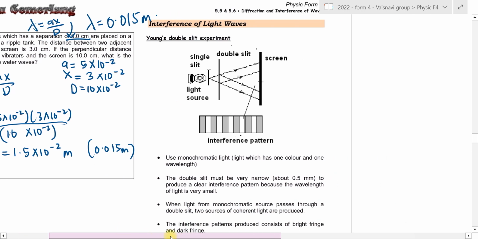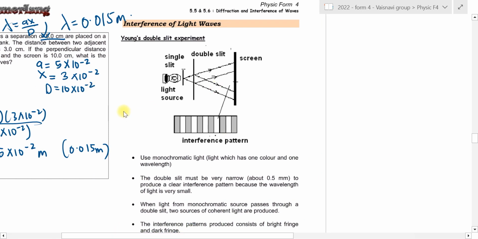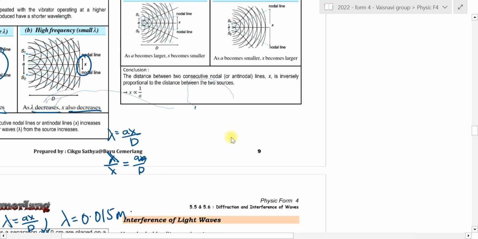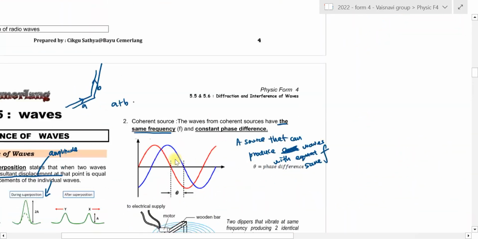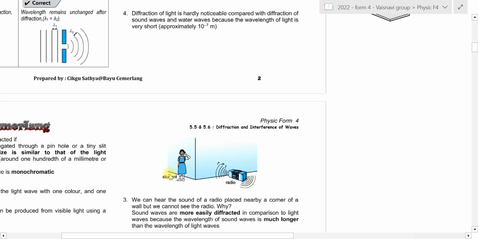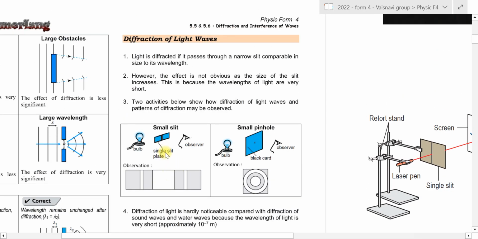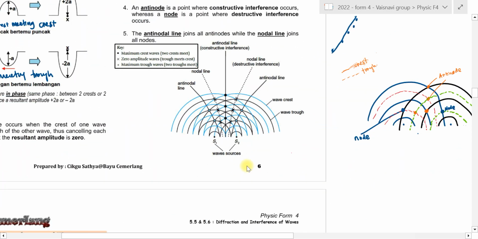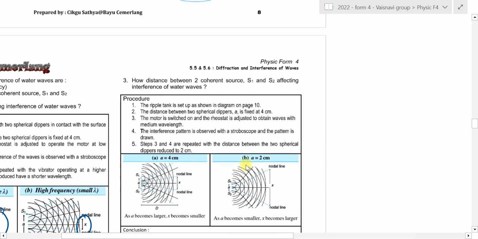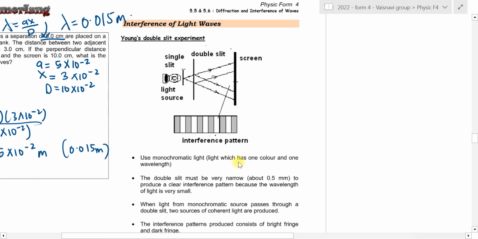Okay, kalau kita nak buat diffraction, kita guna single slit. Single slit, must remember. When we do the diffraction of light wave, kita akan gunakan single slit. Nampak? Single slit. Kalau kita nak buat interference, kena ada double slit. Sebab kita nak dua wave itu overlap. We want the two wave to be overlap. Jadi kita kena letak double slit lah.